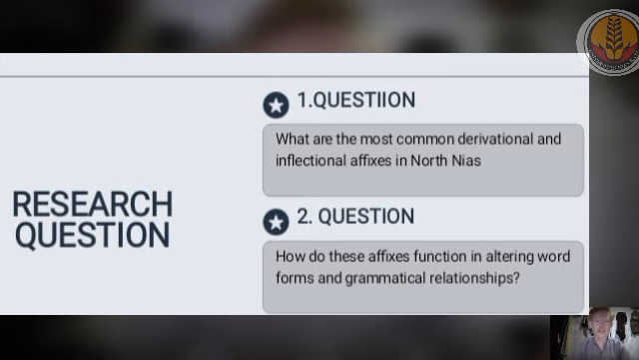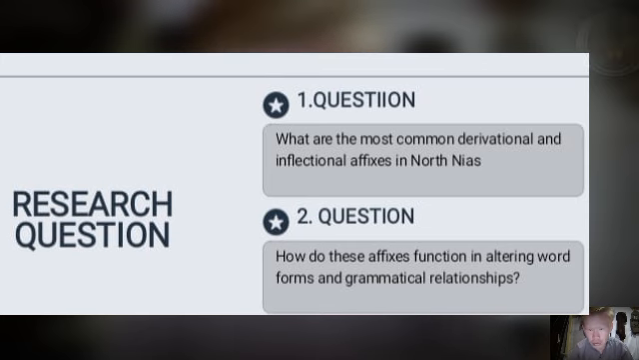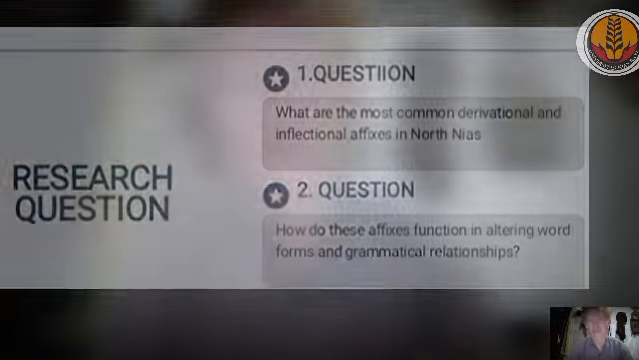Okay, next is the research question. In the research question, there are questions that guide my research. The first question is: what are the most common derivation and inflection affixes in North Nias language at the Maro village? And the second: how do these affixes function in altering word forms and grammatical relationships?